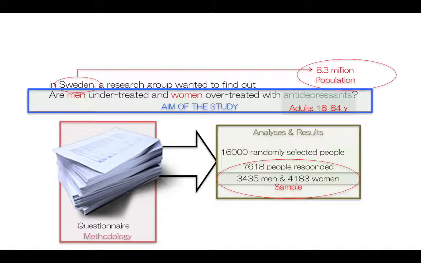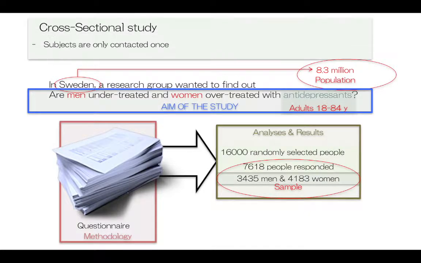And if we look at the whole research, this kind of study is known as a cross-sectional study, in which subjects are only contacted once, and the data that we gather is like a snapshot of the population of interest with respect to the specific condition or exposure. Therefore, this kind of study is more descriptive and might also be called a survey.